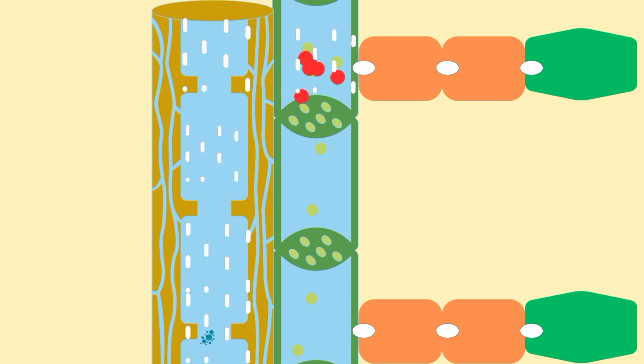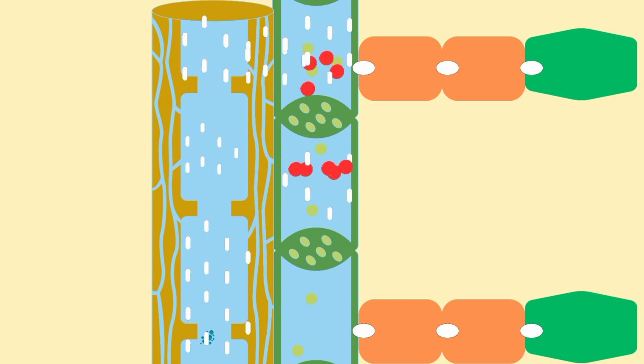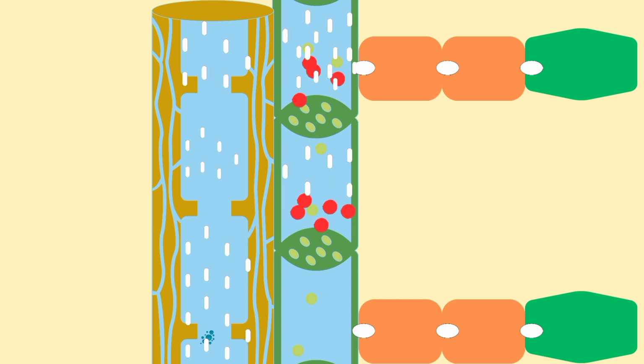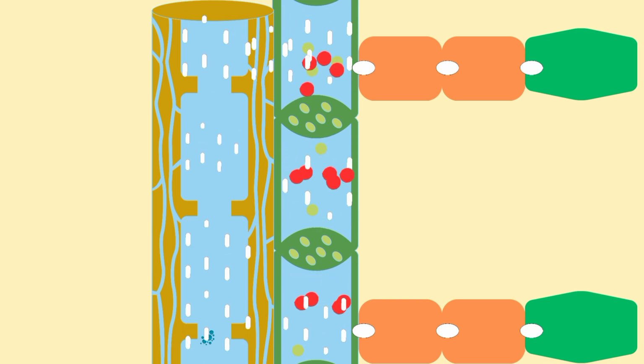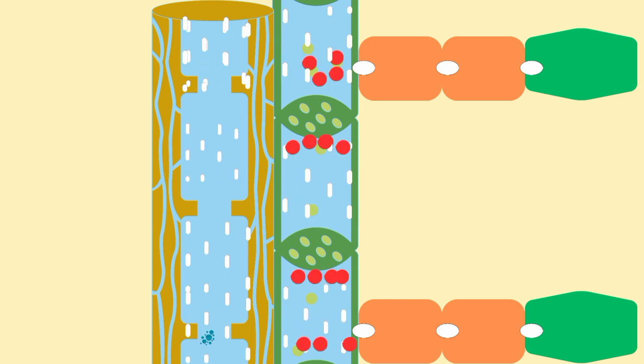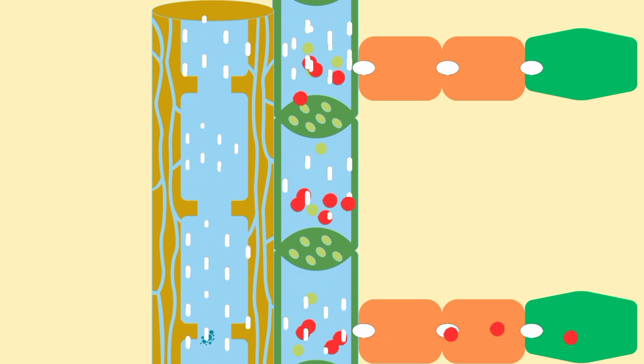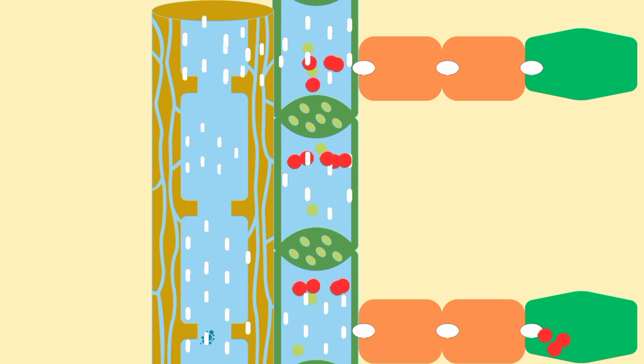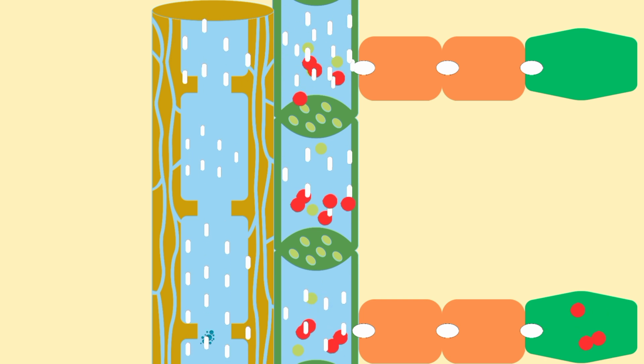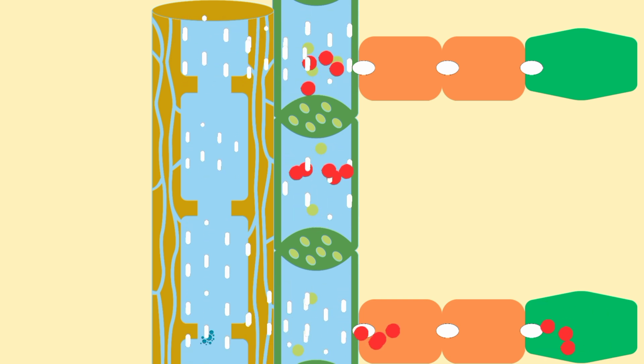The water influx creates turgor pressure, pushing sugary sap toward the sink. Sugar is actively or passively loaded into the sink cell for use or storage. As the sugar concentration drops in phloem, the water returns to xylem via osmosis.